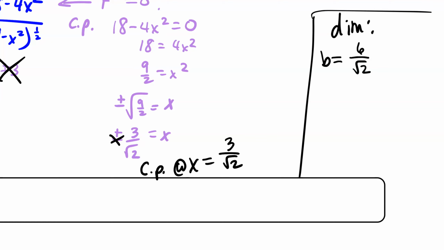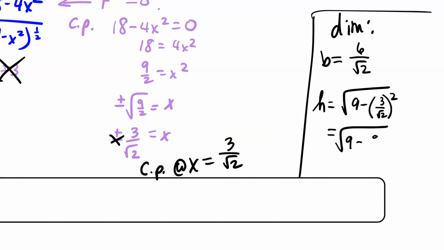Just kidding. You got this, right? You can do that. Height. We have to figure out our height. So our height, we plug into the square root of 9 minus x squared. So 3 over root 2 squared, that's 9 minus 9 over 2. What is 9 minus half of 9? 9 minus half of 9 is just half of 9. So this is just the square root of 9 over 2.